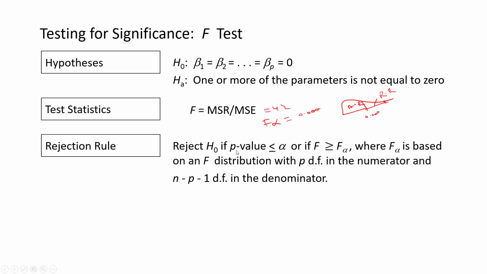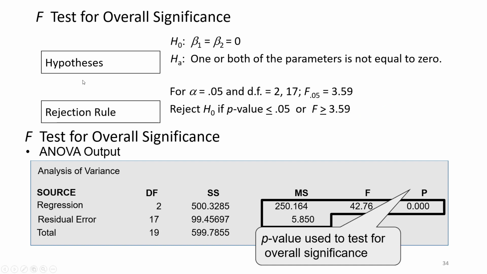So when the p-value is greater than alpha, we accept; in this case our alpha is 0.05, and our p-value is less than alpha. That is why we reject our null hypothesis. Or if F is greater than this critical value, where F is based on an F distribution with p degrees of freedom in the numerator and n minus p degrees of freedom in the denominator. In this way you can interpret the result. F test for overall significance. As I already mentioned, alpha is 0.05, and the degrees of freedom we have already calculated.